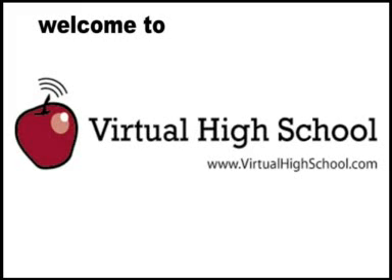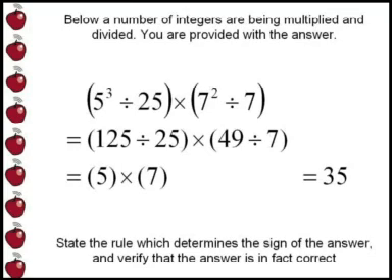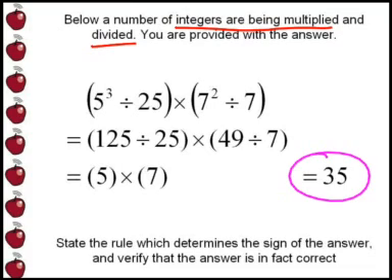In this lesson, we will be taking a look at what happens when you multiply and divide a whole range of integers, also containing brackets and exponents. Now the question starts off by saying, below a number of integers are being multiplied and divided. We can see that. But very interesting, we are also provided with the answer. That is very interesting, 35.